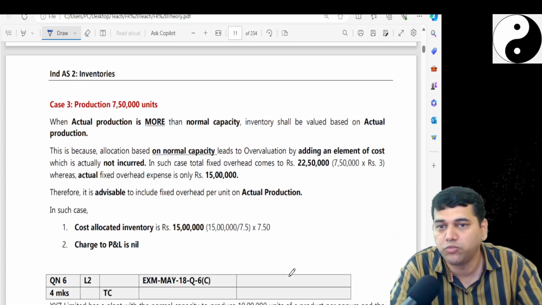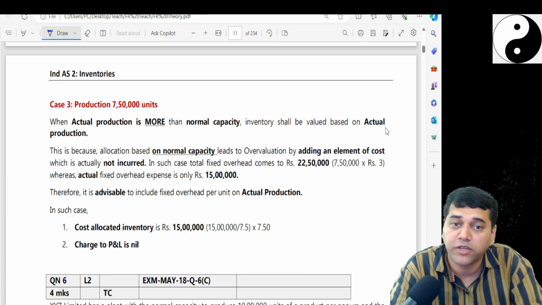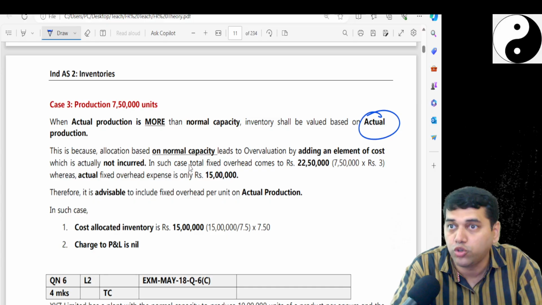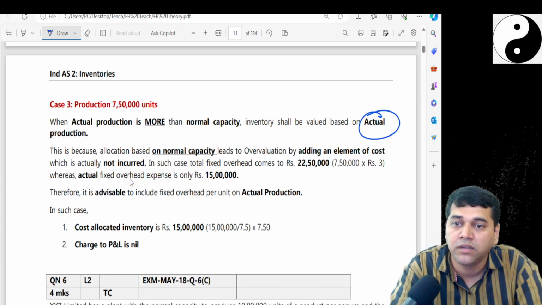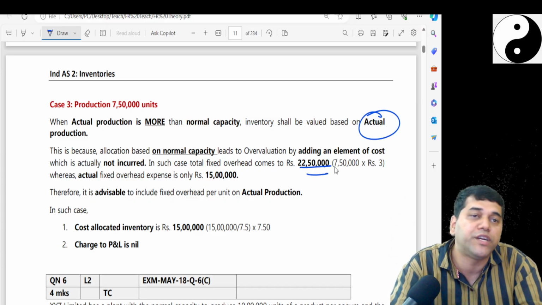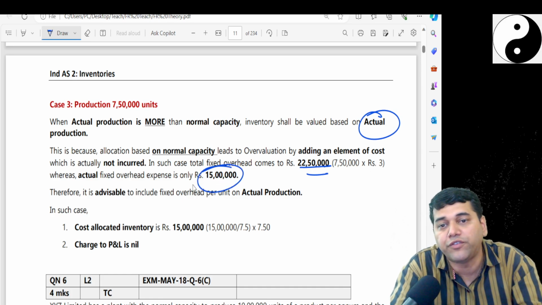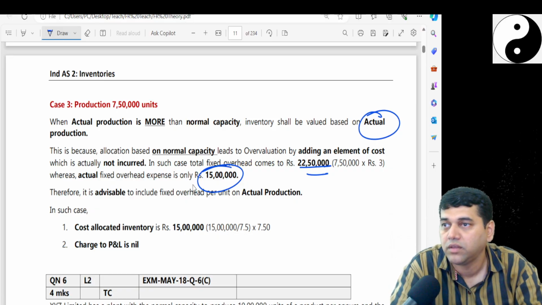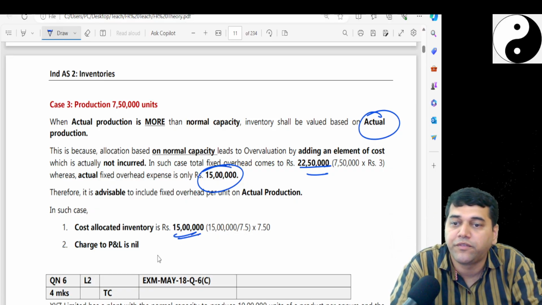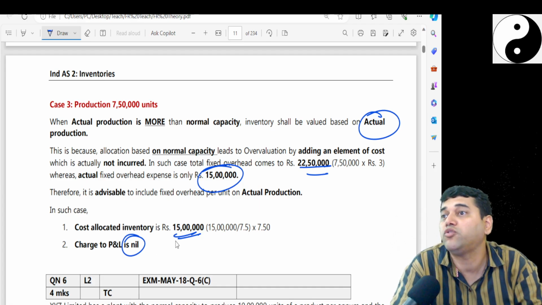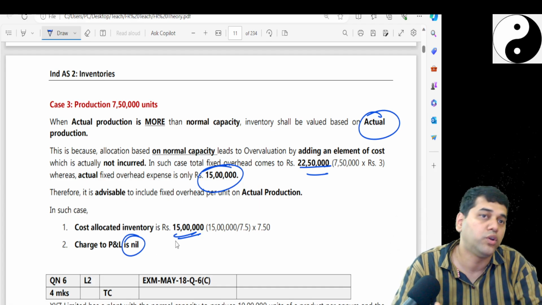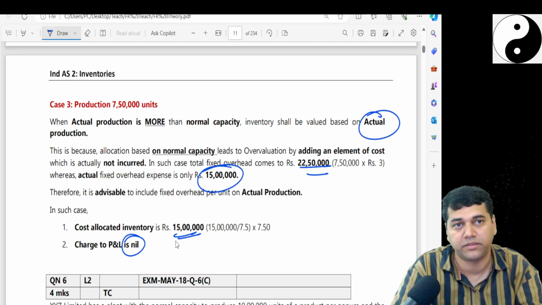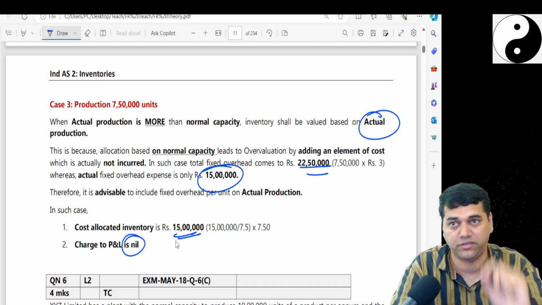And if the production is more, then you should allocate based on the actual production. If you don't do this, you should explain what is going to happen. You will end up charging 22.5 while incurring only 15 lakh rupees. It becomes over absorption. Thus, the allocated inventory will be 15 and charged to P&L nil because there is no inefficiency. That's why only when the actual production is less than normal capacity, you see one element of inefficiency.